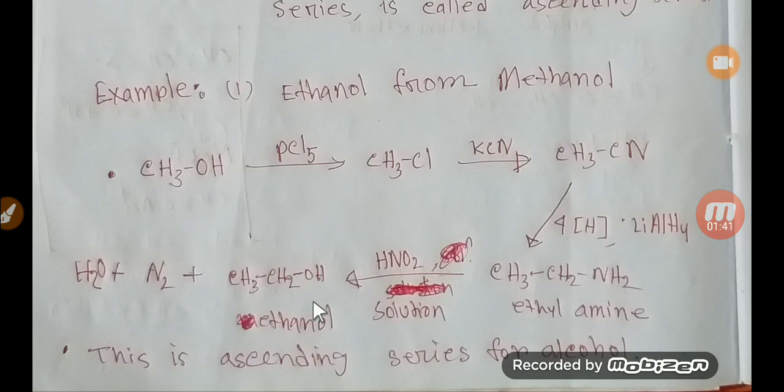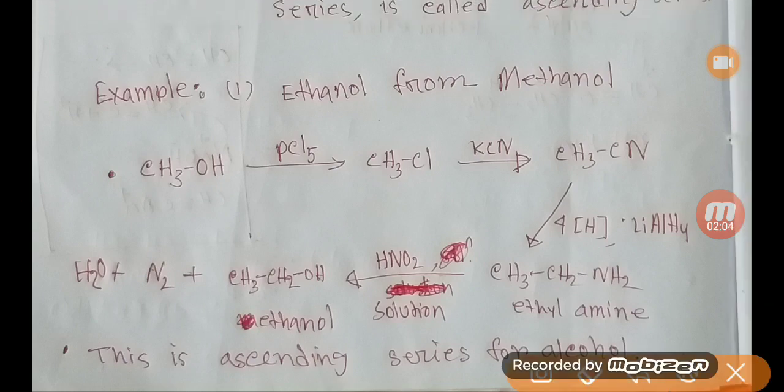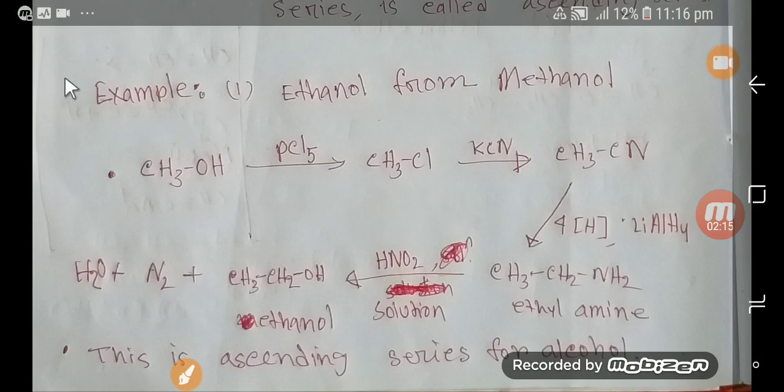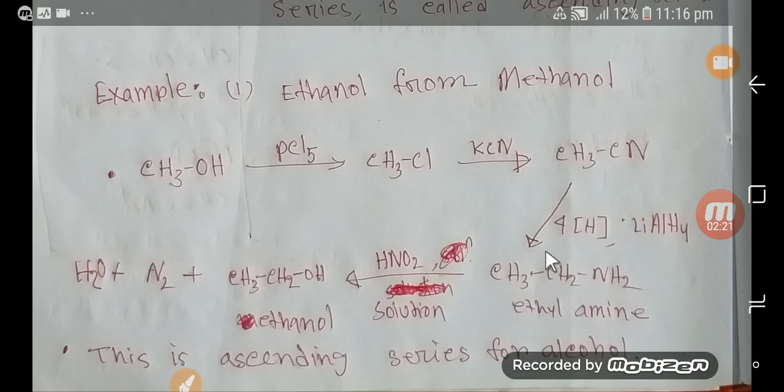Methanol and ethanol belong to the same homologous series, because the difference between methanol and ethanol is CH2. Let me draw the structure of CH2. This is CH2, and this is the difference between methanol and ethanol. So methanol and ethanol belong to the same homologous series.